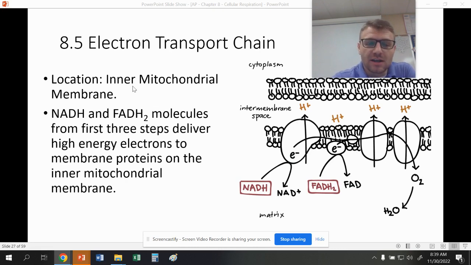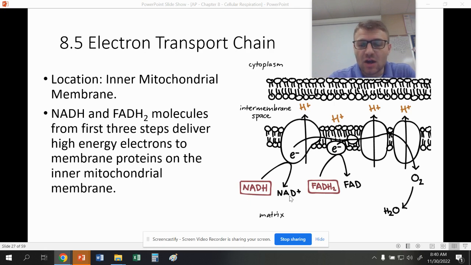This occurs along the inner mitochondrial membrane. It will still deal with the intermembrane space and the matrix, but more specifically, we're looking at this inner mitochondrial membrane here. What happens is the NADH and FADH2 molecules are going to deliver their electrons and hydrogen ions to the matrix and to the intermembrane proteins.